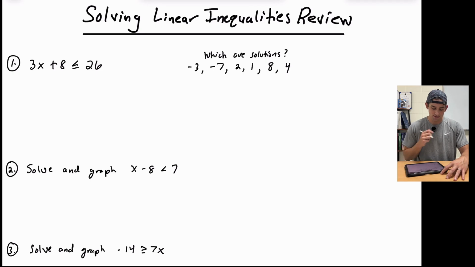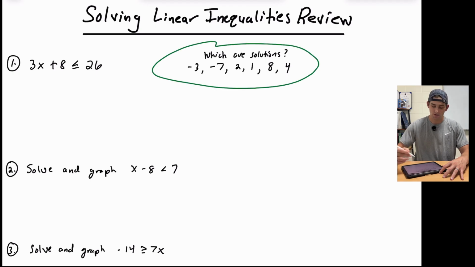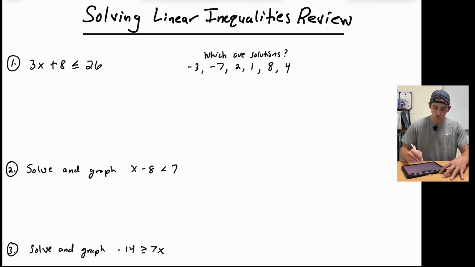It says 3x plus 8 is less than or equal to 26, and then over here on the right it says which of these numbers would be solutions. So there's kind of two ways to go about this. You could just take each of these numbers and plug them in for x and simplify that left side and see if that number is less than or equal to 26, and if it is, then it's a solution. So that is one strategy.